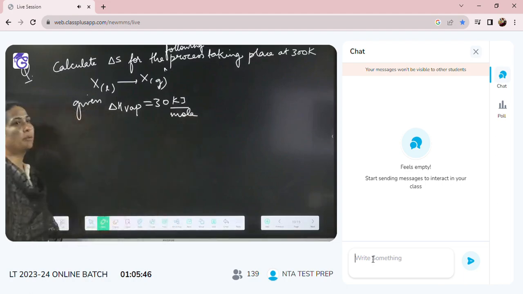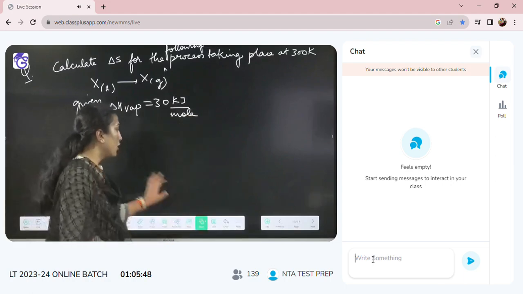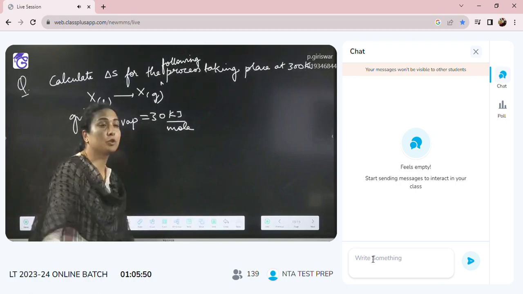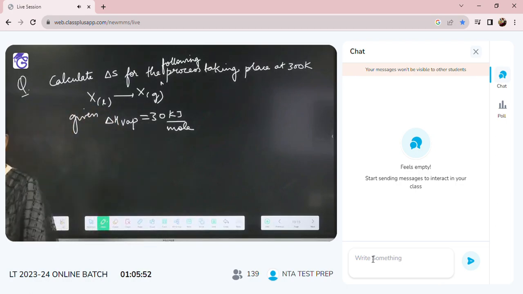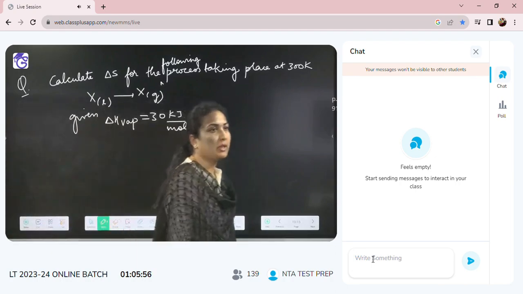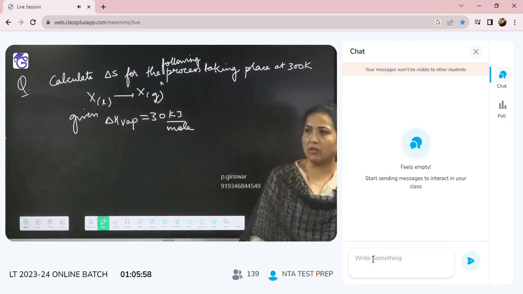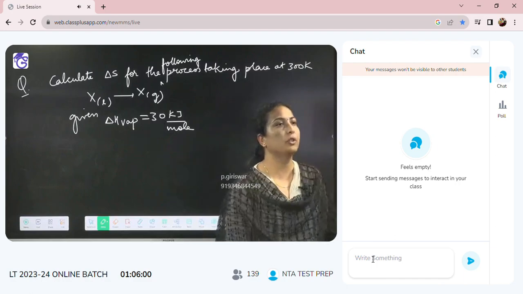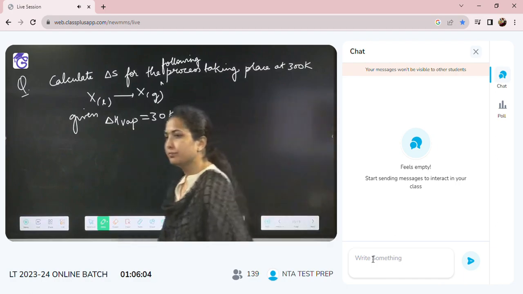And always remember, be careful that normally delta S will be given in terms of joule per mole Kelvin generally, right? You never know, examiner may test by giving you in kilojoule also, but generally it will be in joule, so be careful with the unit. Please calculate it and let me know.